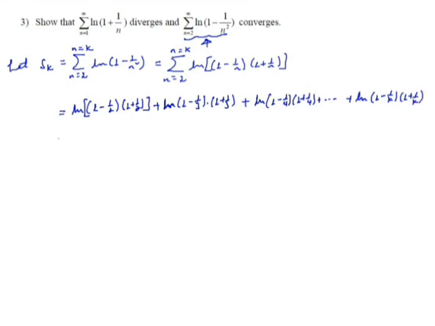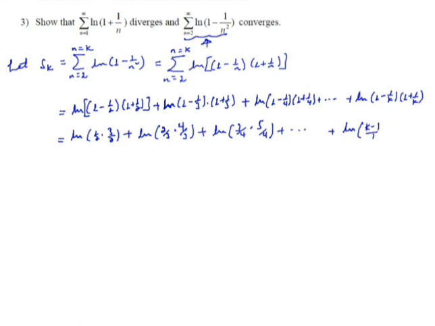If we rewrite this, we get ln of 1 over 2 times 3 over 2 as the first term, plus the next term, ln of 2 over 3 times 4 over 3. The next term is ln of 3 over 4 times 5 over 4, and so on. Then the last term becomes ln of k minus 1 over k times k plus 1 over k.